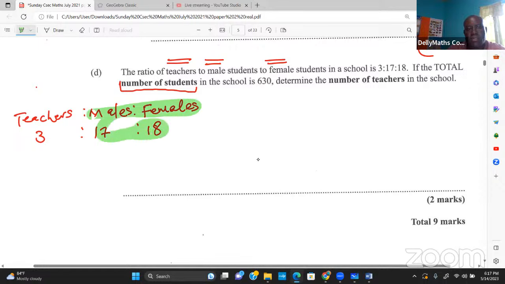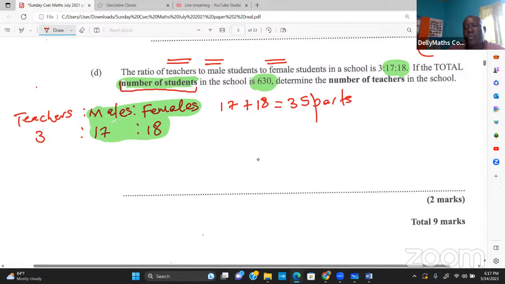We're not talking to teachers. So when they gave us this clue and said the total number of students is 630, they're talking about understanding the part of the proportion that you have to be thinking of, 17 and 18, because they're not talking about the teachers. So now you're going to have to make a total. Your 17 plus 18 is going to give you about 35 parts, right? And this 35 parts would have been linking to students.